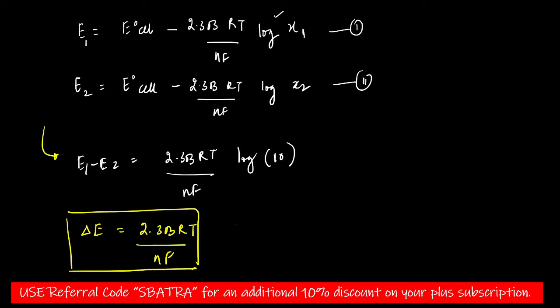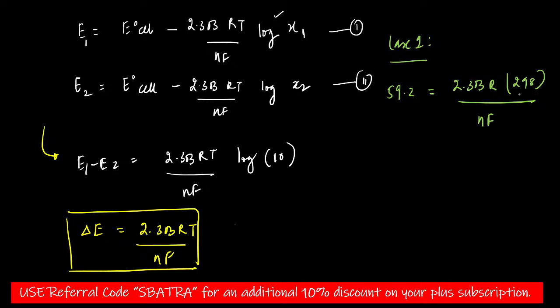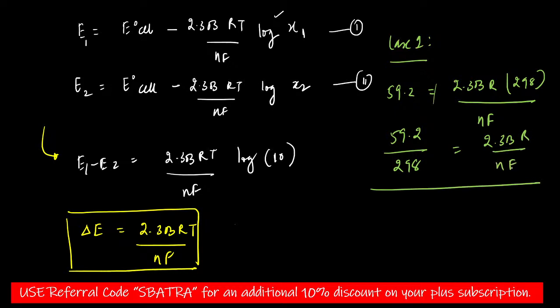So case 1, let's write down case 1. When your temperature is 25 degrees Celsius, the change is 59.2. So 59.2 equals 2.303 R, temperature is 25, so 298 Kelvins, divided by NF. When temperature is 298, the change is 59.2. From this part we calculated this value: 59.2 divided by 298 is nothing but 2.303 R by NF. This is clear. We calculated this value because this is your constant in two equations. So 2.303 R by NF is nothing but 59.2 by 298. This is our third equation.